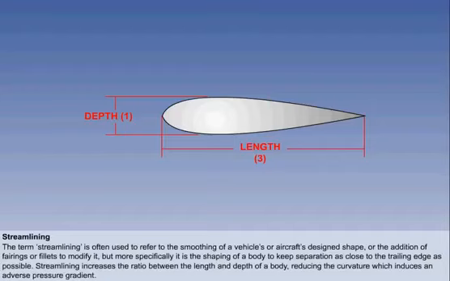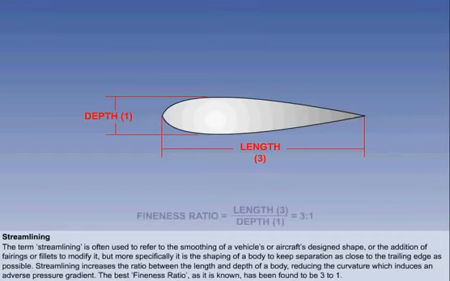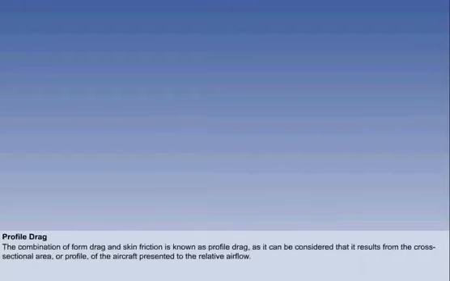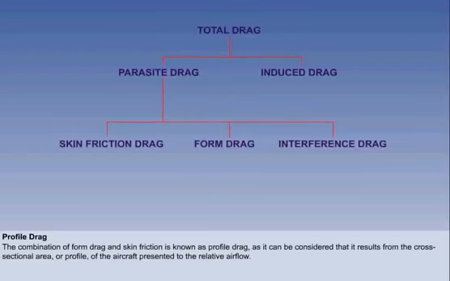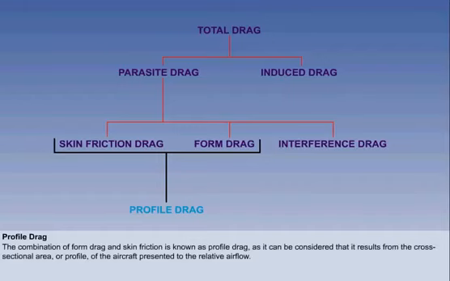Streamlining increases the ratio between the length and depth of a body, reducing the curvature which induces an adverse pressure gradient. The best fineness ratio, as it is known, has been found to be 3:1. The combination of form drag and skin friction is known as profile drag, as it can be considered that it results from the cross-sectional area or profile of the aircraft presented to the relative airflow.